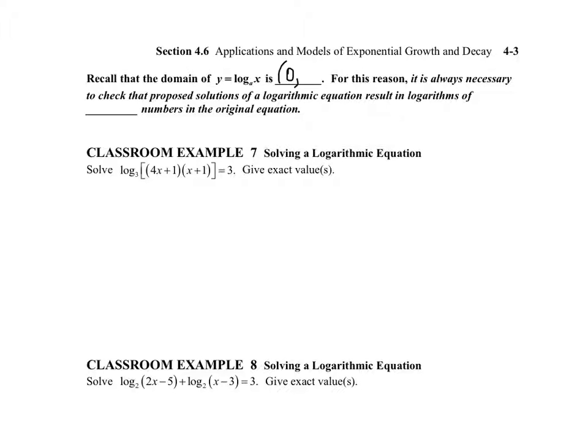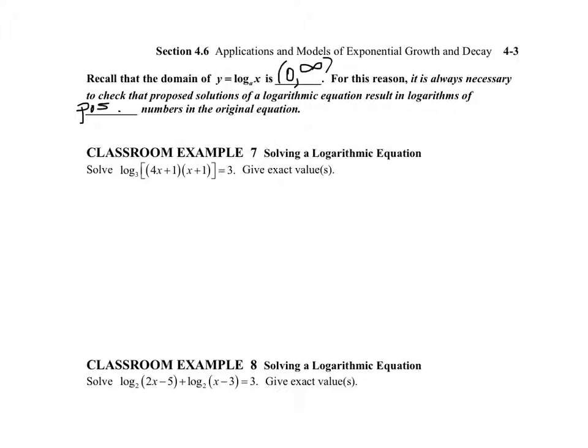So it's the interval 0 to infinity. For this reason, it's always necessary to check that the proposed solution of a logarithmic equation results in logarithms of positive numbers in the original equation. If I try to plug back in for x and it would give me something negative after the base in the log expression, it's not valid. I can't use it. Now be careful on that.